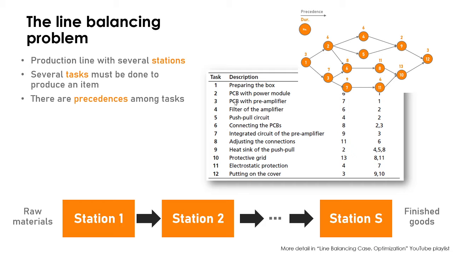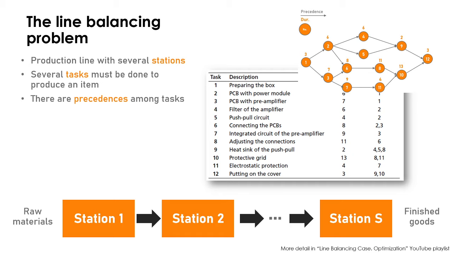For example, this PCB stands for the printed circuit board. This cannot be done if you haven't prepared the box first. Or this sixth task, which is connecting the two PCBs, this cannot be done if you haven't first assembled the power module and the preamplifier module PCBs correspondingly.